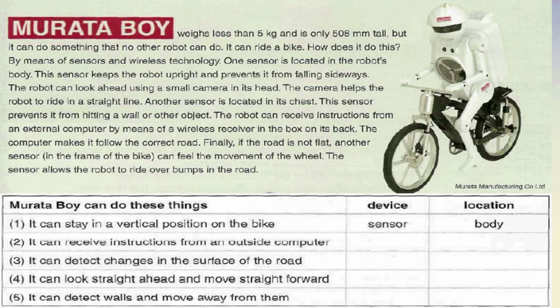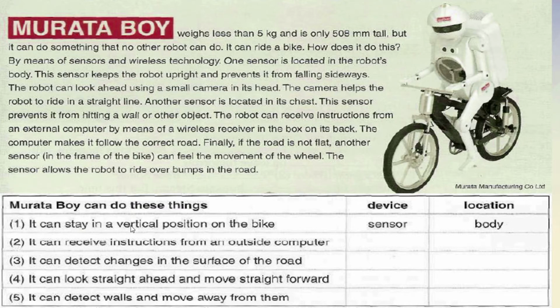Now, back to our task. You can see that number 1 is done. We will go over it together and then you complete the rest. Now, step 1, what are we looking for? We are looking for a device and its location. Now, step 2, keywords.